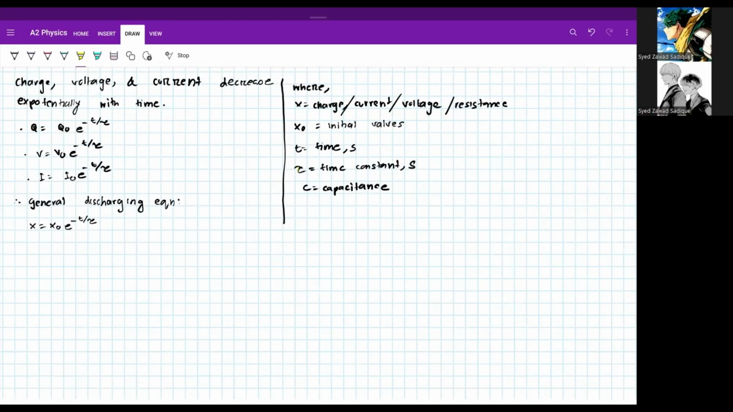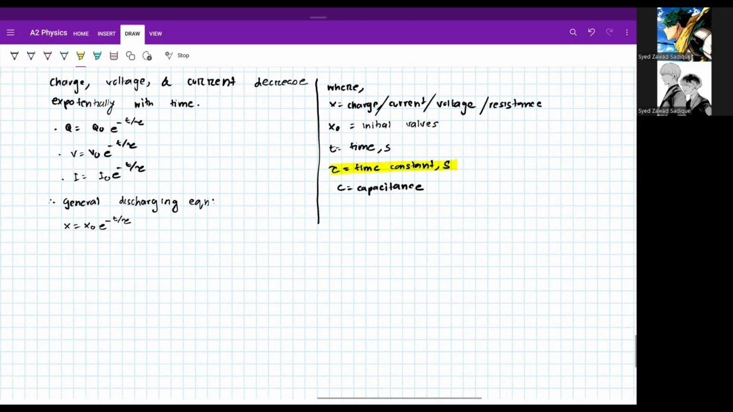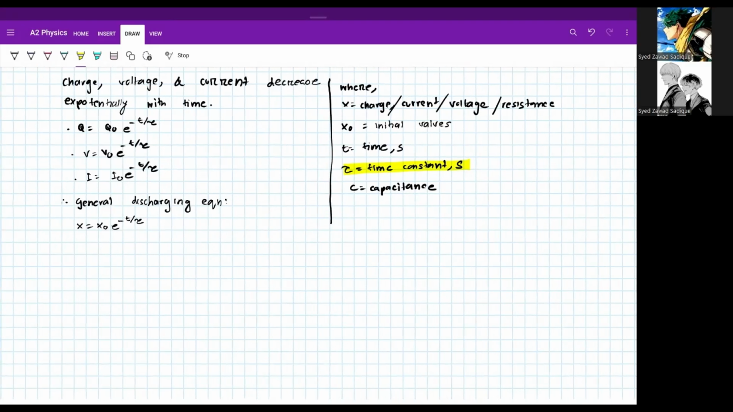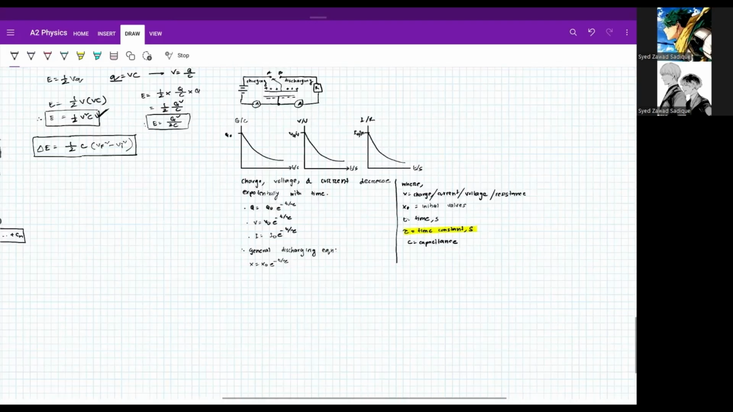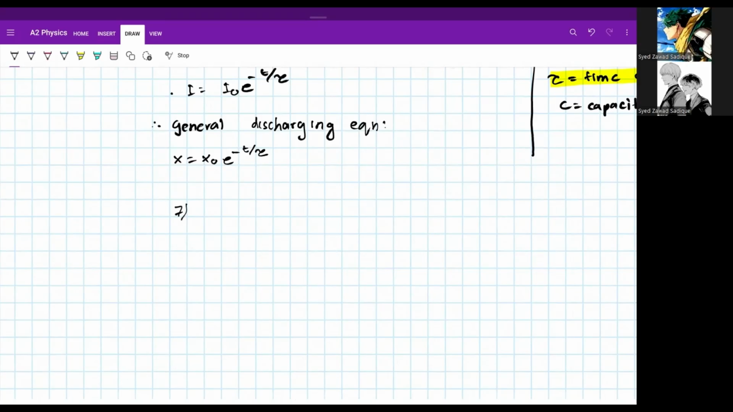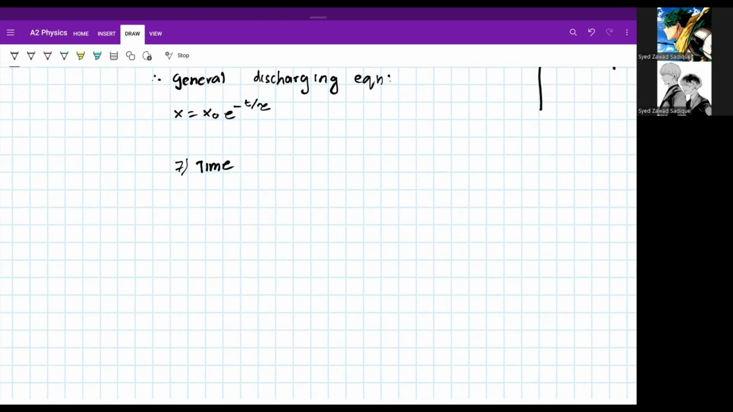Now, the final concept that is left is the most new thing in our syllabus, that I think you guys have seen, because we've never encountered this in either AS or IGCSE O levels. So the final concept is concept number 7, that is time constant. It is the product of resistance and capacitance.